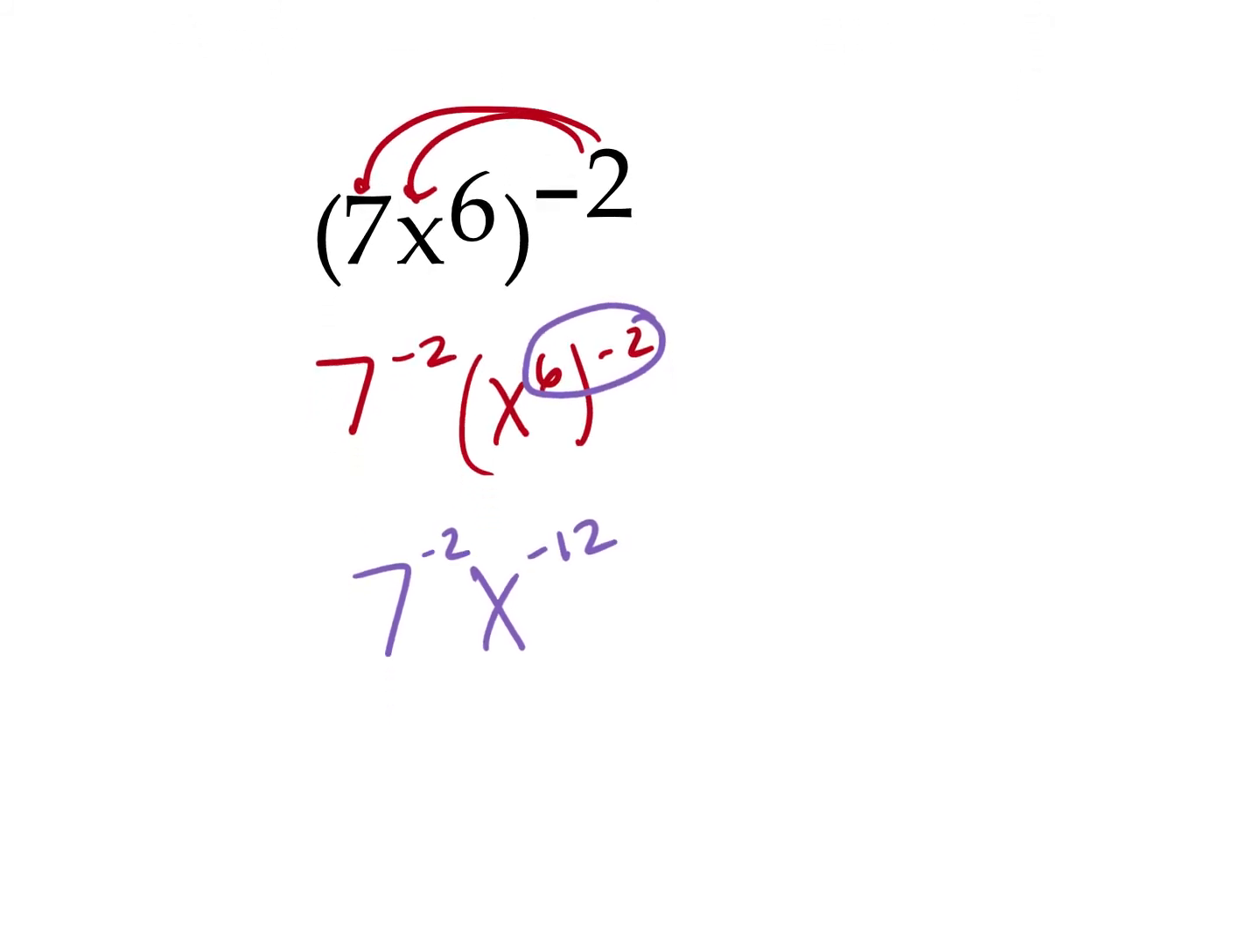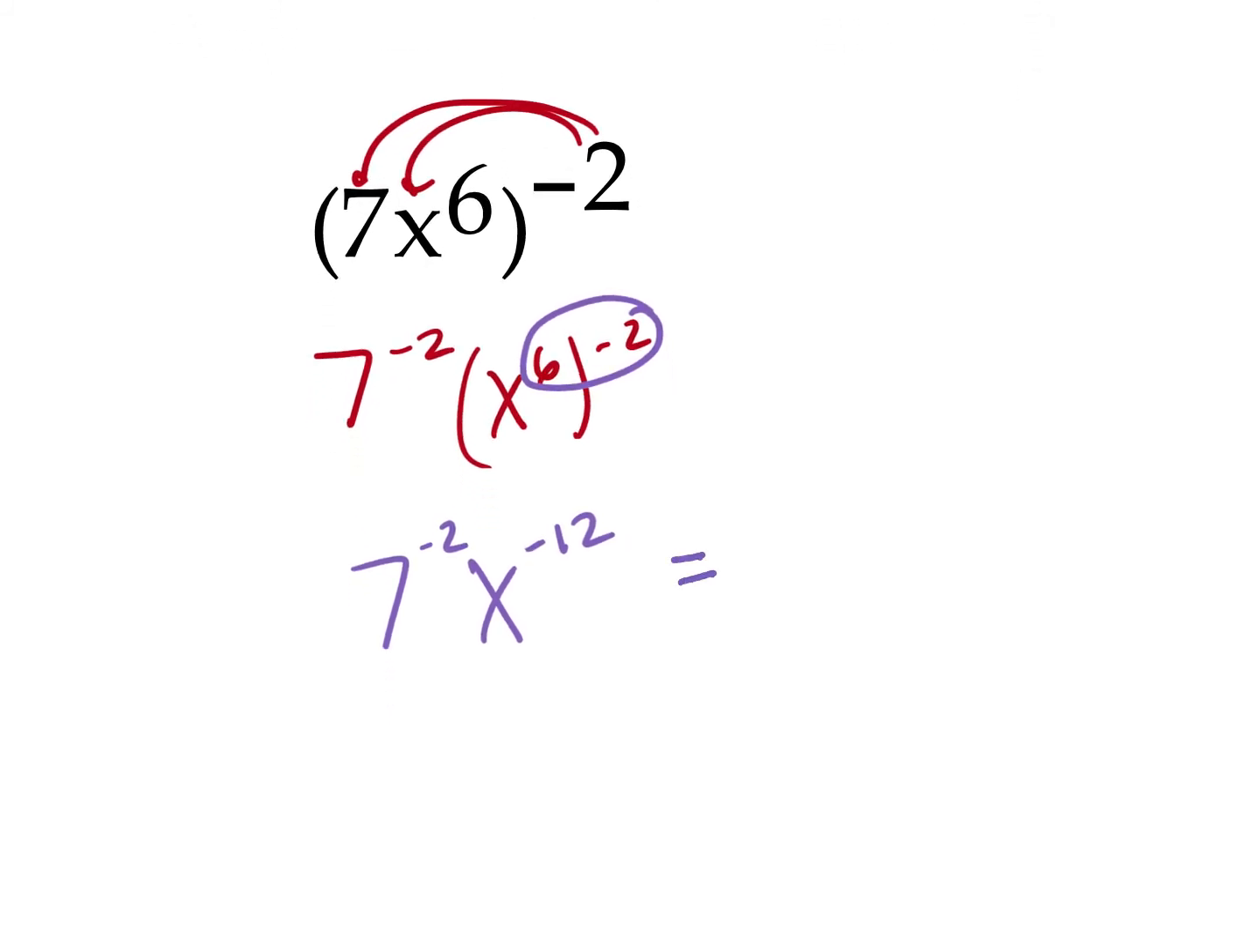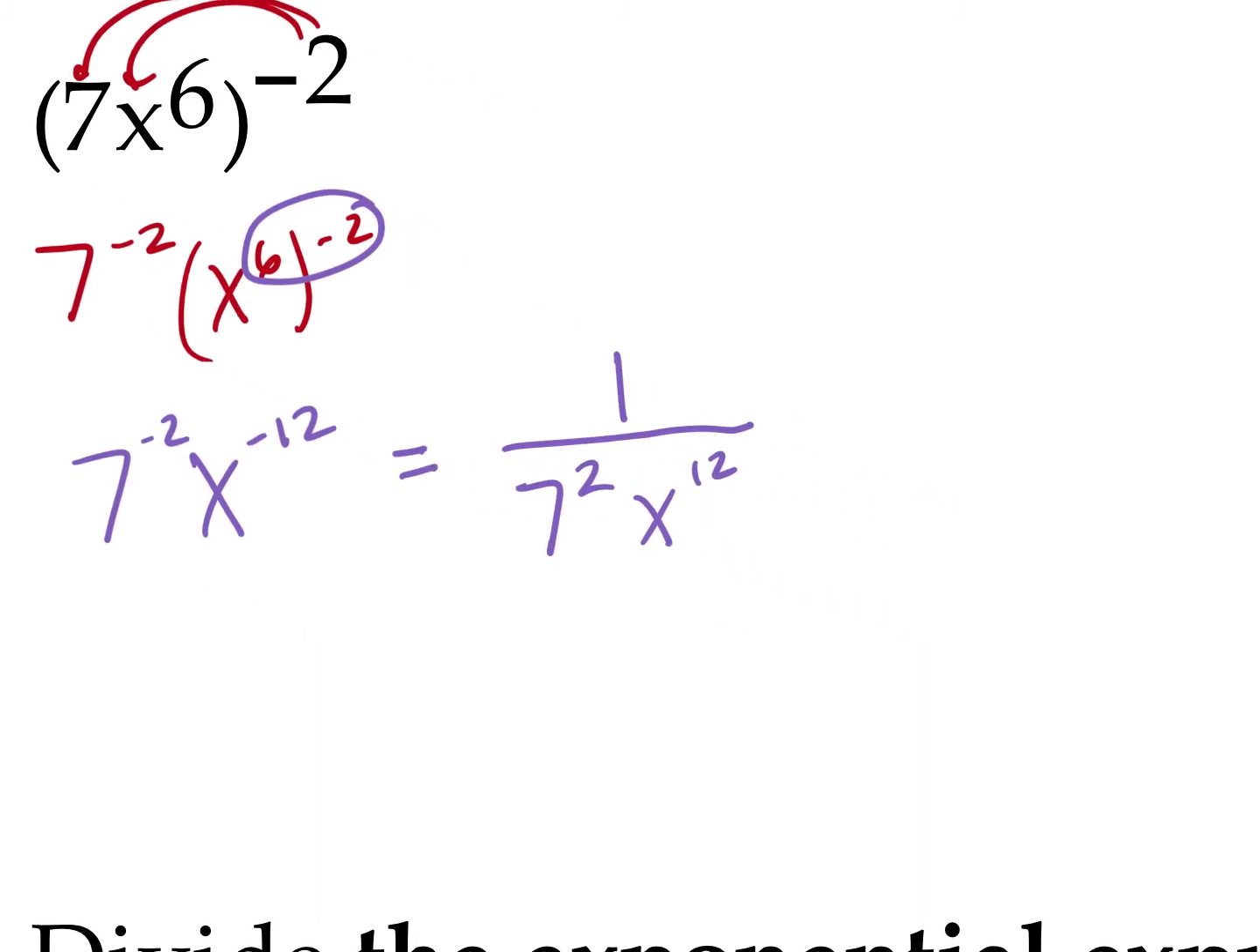We don't like negative exponents in our answer, so what can I do? Put it to the bottom. What's going to go to the bottom? All of it. So 7 squared and x to the 12th power. What stays on top? 1. And then lastly, what's 7 squared? 49. So 49x to the 12th. 1 over 49x to the 12th power.